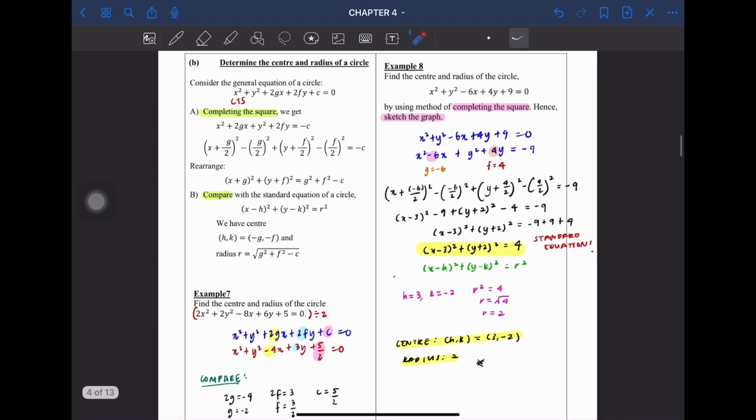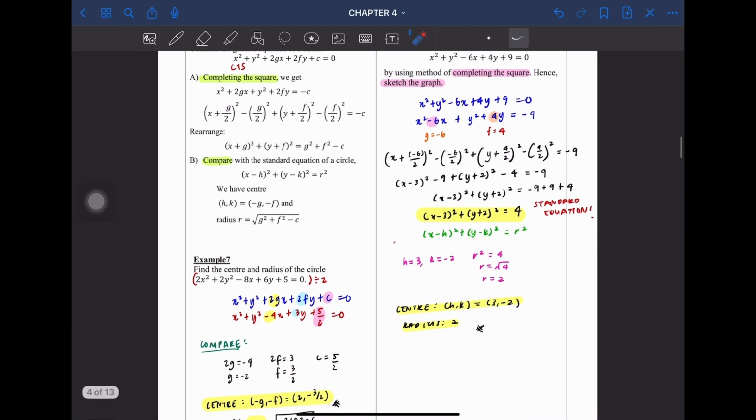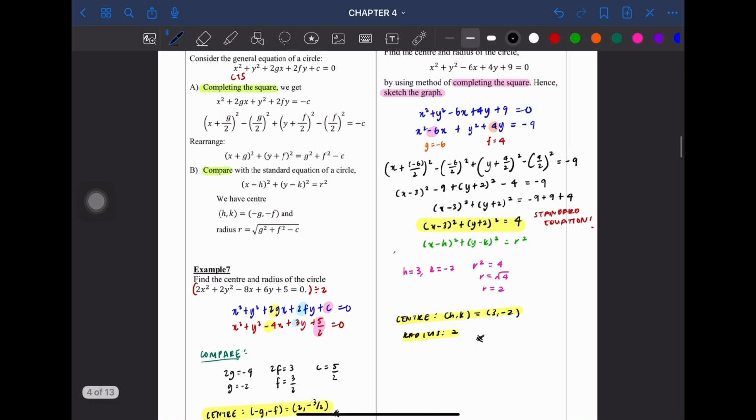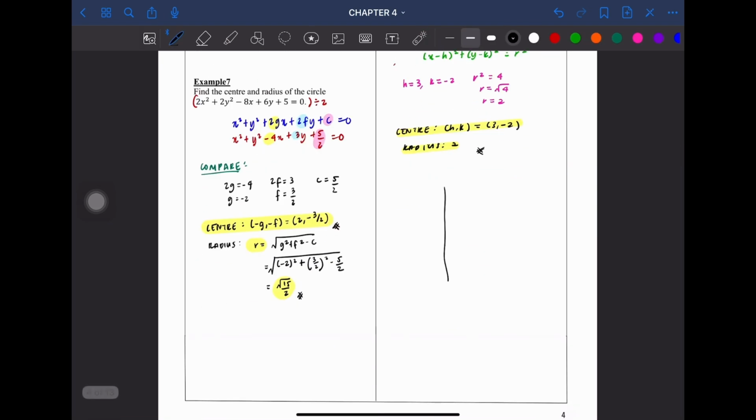Okay, alright, so now we need to sketch the graph. So I draw the x and y axes first. Okay, so this is our graph. So we have the center of the circle at 3, negative 2. So this is our x, this is our y. So 3, negative 2 is somewhere over here. This is 3 for x, negative 2 here. So this is your center.